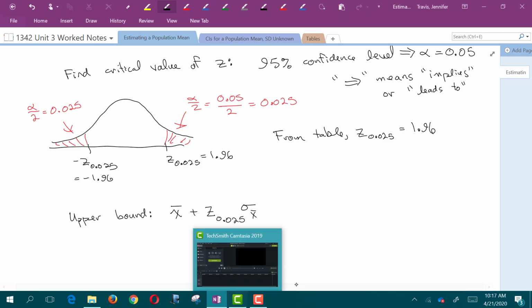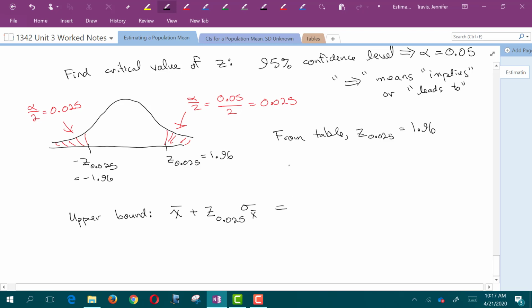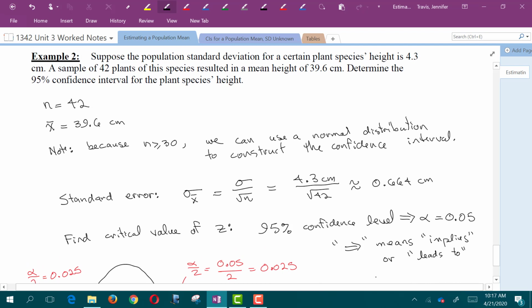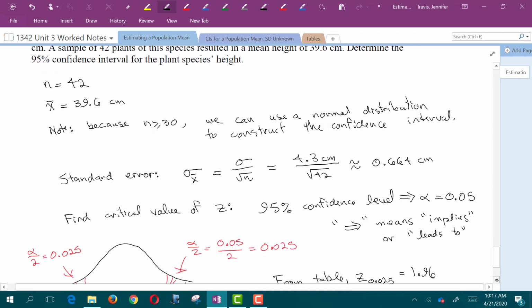Okay, and so this is going to be what? I forgot what my x bar is. It is 39.6 centimeters. 39.6 centimeters plus 1.96 times that standard error. Where did I get my standard error? Right up here. Our sigma over the square root of n. See that 0.664 centimeters?